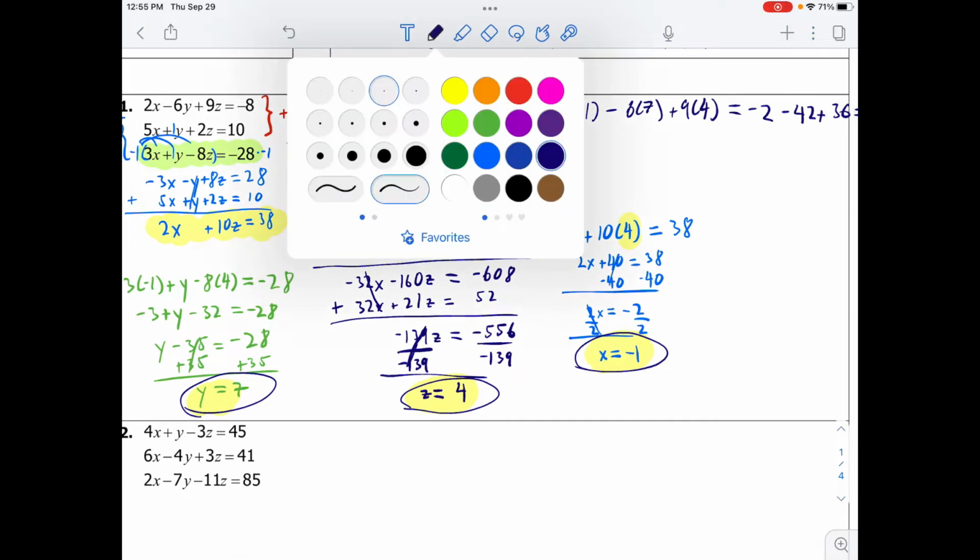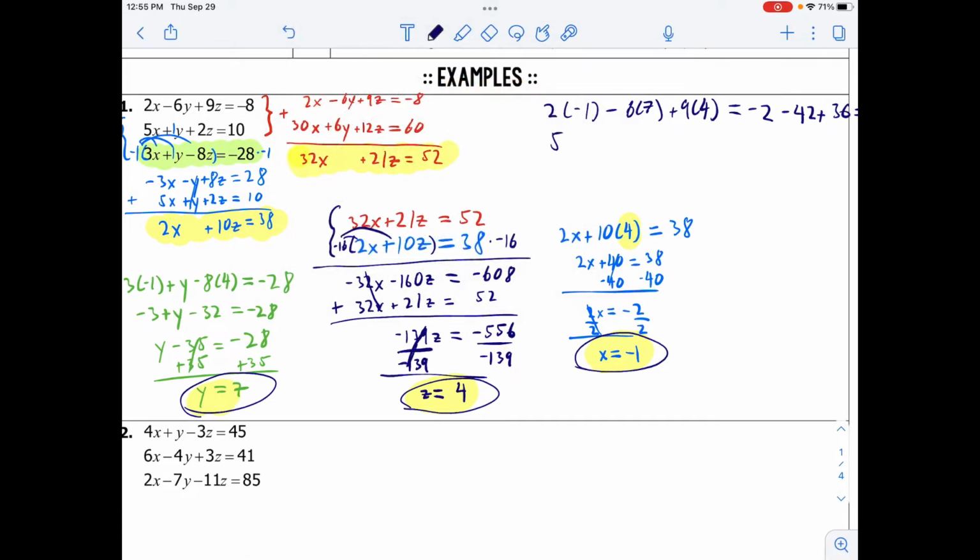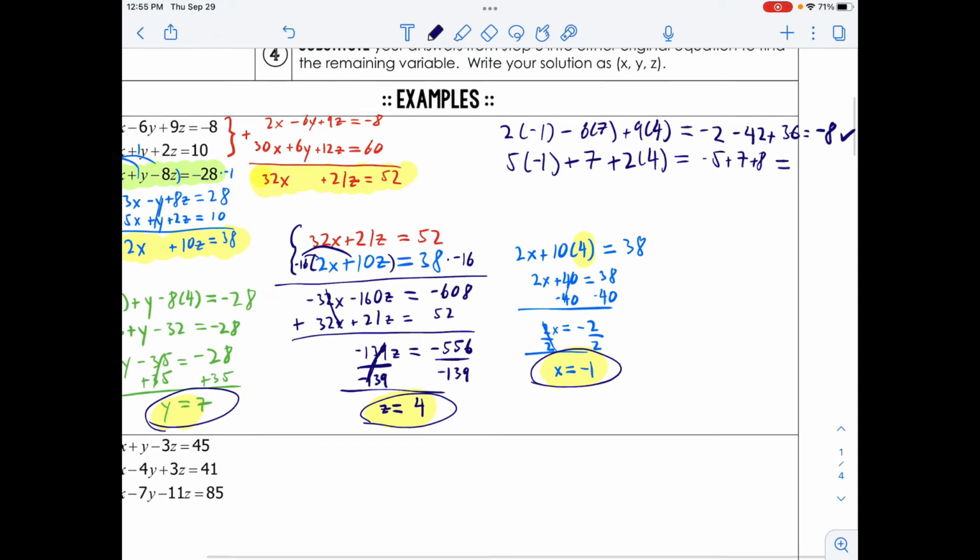Let's check with the second. Okay, so we get 5 times -1 plus my y is 7 plus 2 times 4. That equals -5 plus 7 plus 8, which equals positive 10, right? And that checks out with what I have over here, okay?